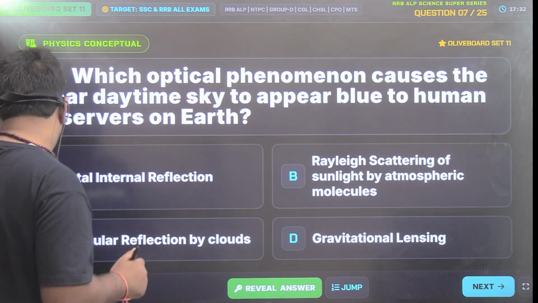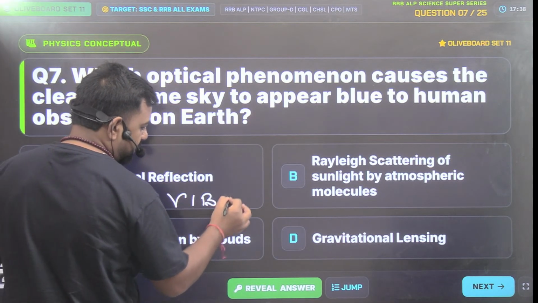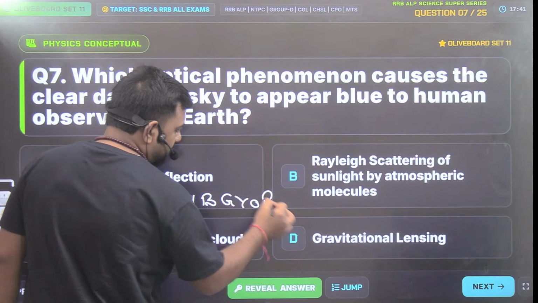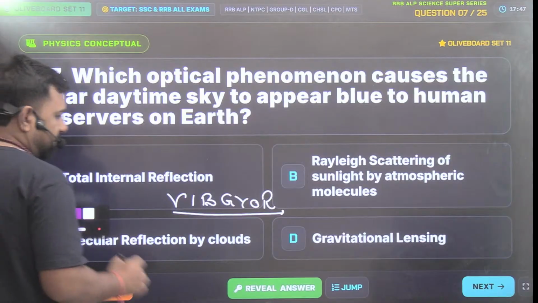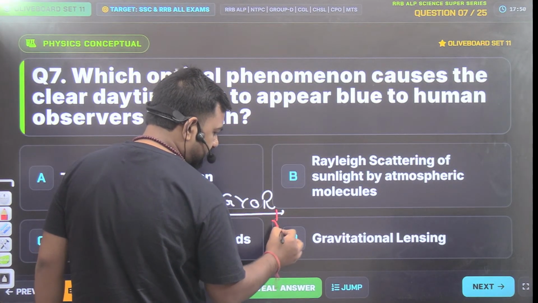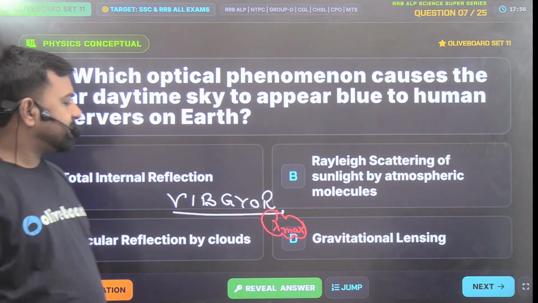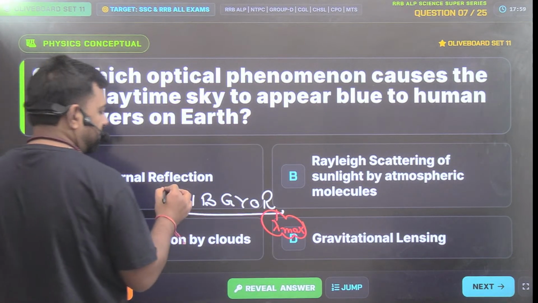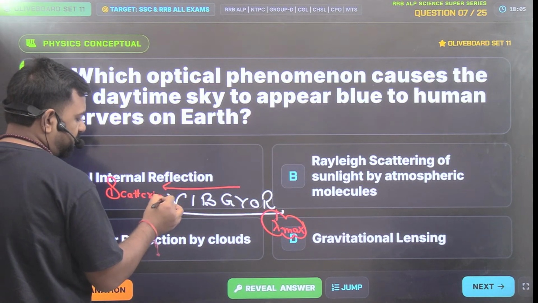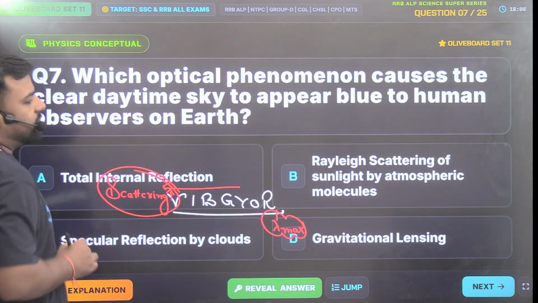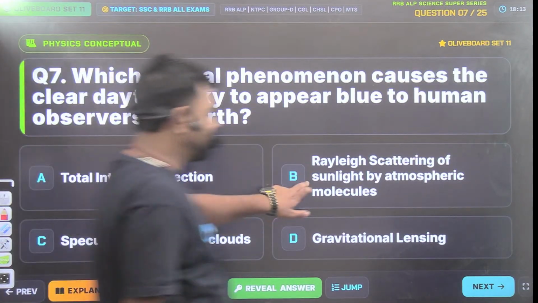I'll write the VIBGYOR concept here. So when you move from violet towards the red, the wavelength of the red color is the maximum. So we can say that the scattering is the minimum for red, and the maximum scattering is for violet color. Here also the same concept is there. So that's the Rayleigh scattering of sunlight by atmospheric molecules, and the same explanation is given here too.